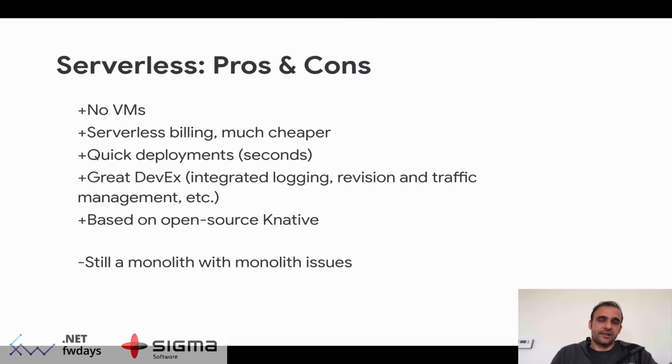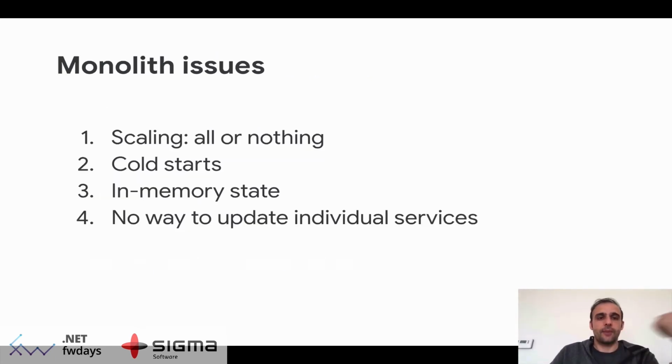And the last thing is that we were still running as a monolith. It was still a single service with everything bundled together. So we still had the monolith issues. And these issues are, number one, scaling. We could only scale everything all at once. So if you want to scale the web API, we had to scale the reader and the converter as well. If we had to scale the reader, we had to scale the web API as well. Everything has to scale all at once or nothing at all, right?